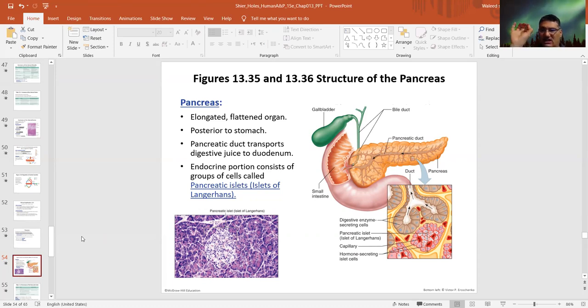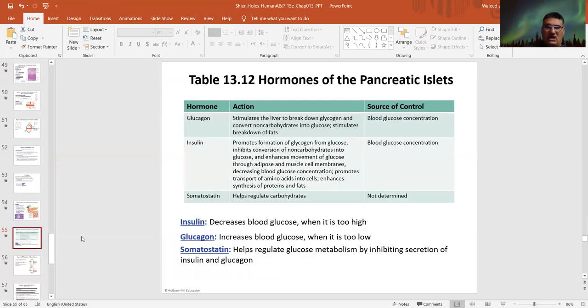He found a tiny island within the pancreas that's secreting the three secretions that I just talked about: glucagon, insulin, and somatostatin. Somatostatin just regulates the carbohydrates in adults, but I wouldn't worry much about it. It inhibits the secretions of the other two, so it plays a role in regulating those two.